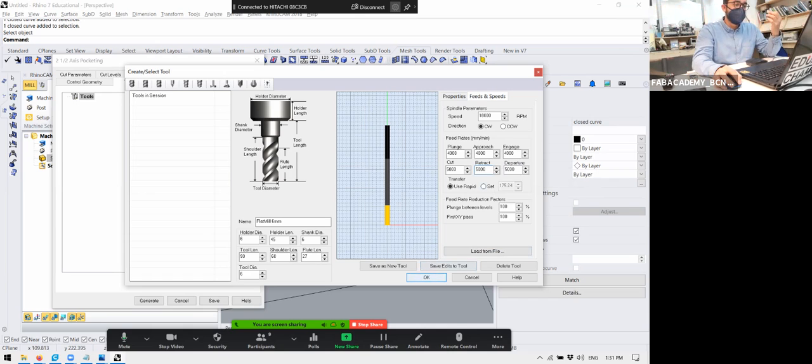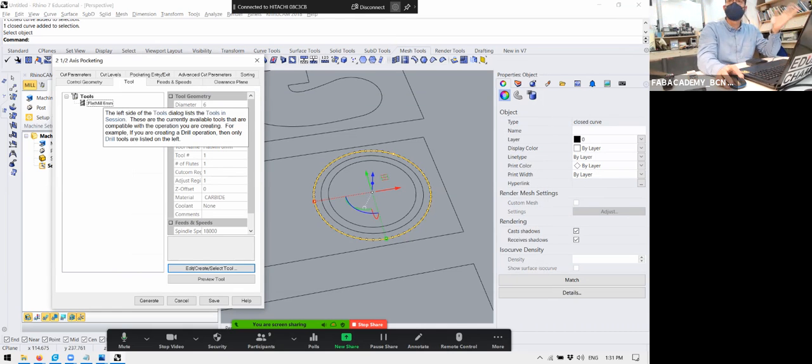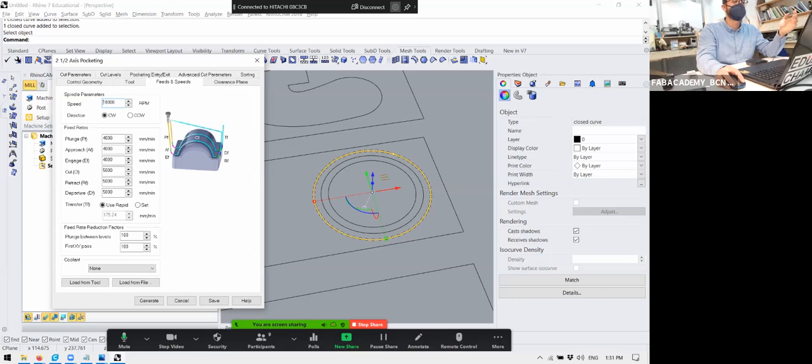Okay, we save as new tool. Okay, so we have the tool. Now let's go to feeds. We can change the feeds and speeds here. It's the same values. We have already set up the feeds in the tool, so we don't need to change them anymore.